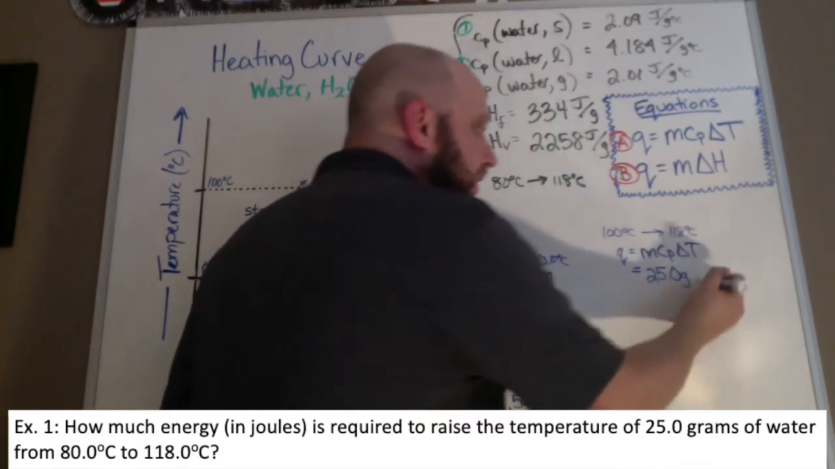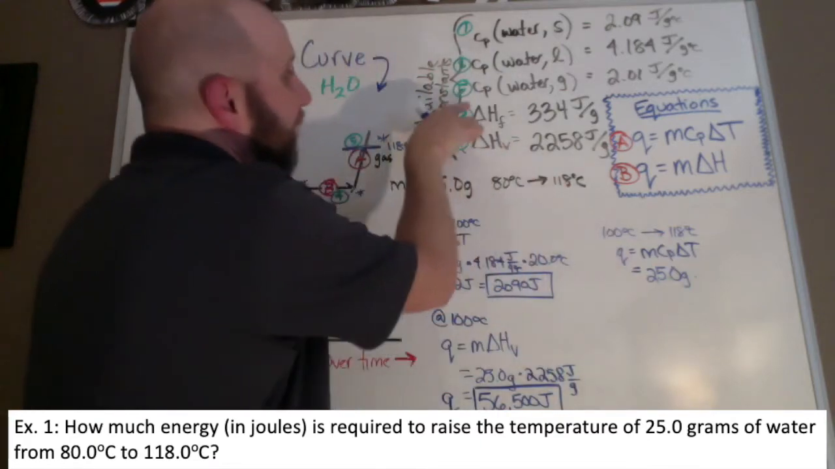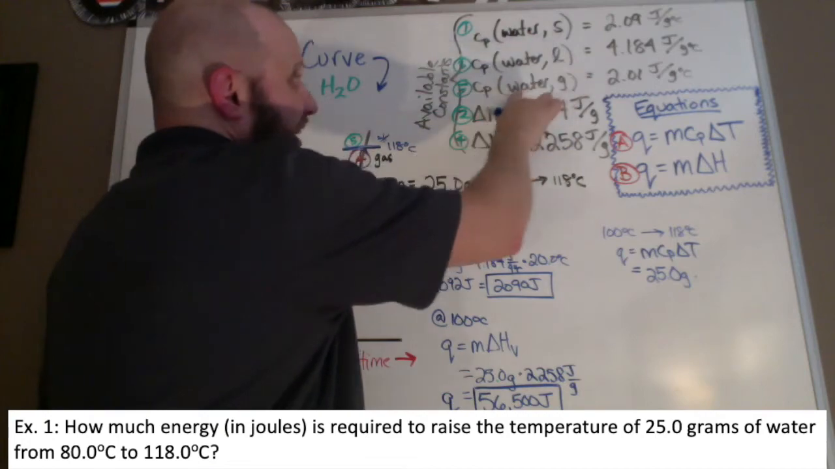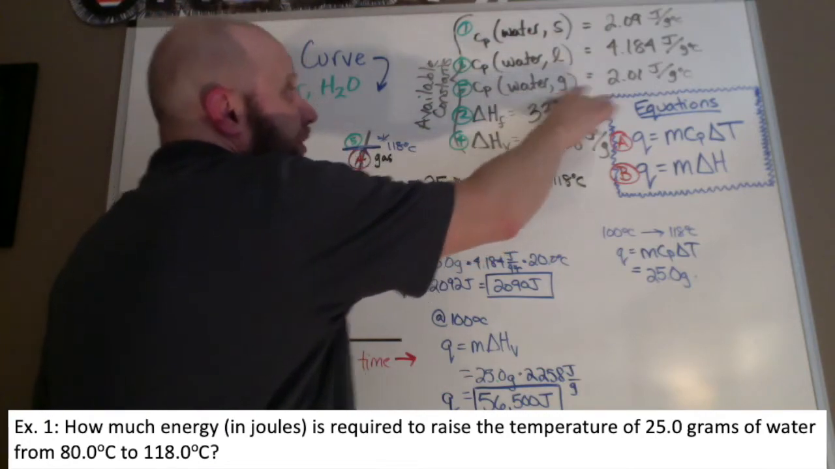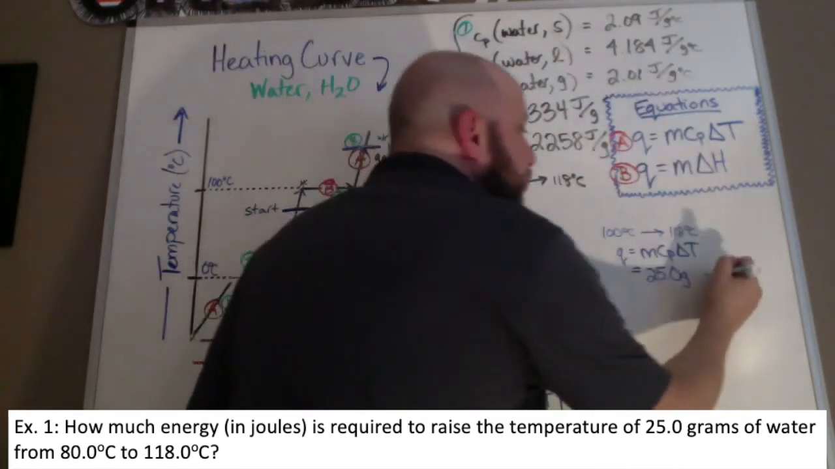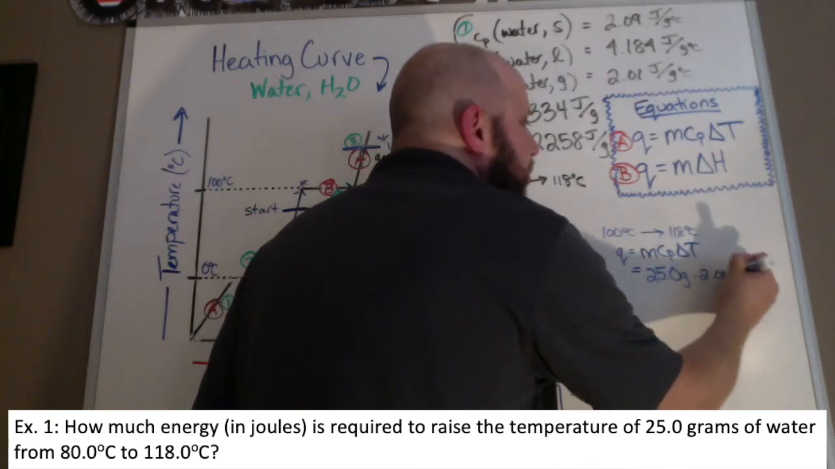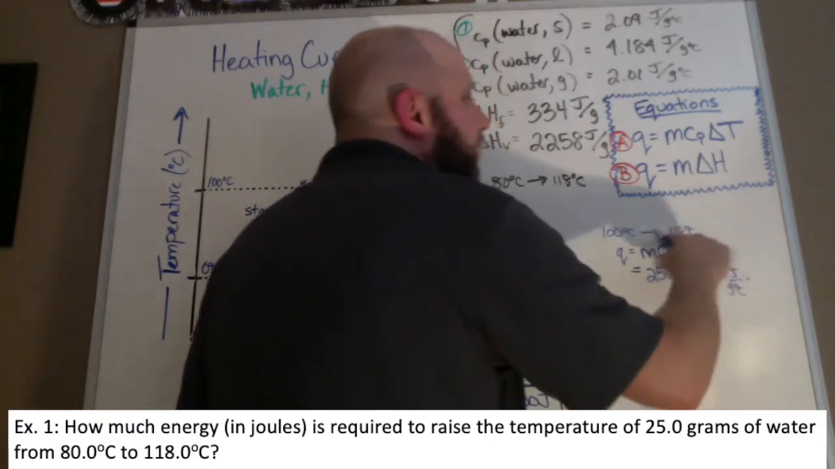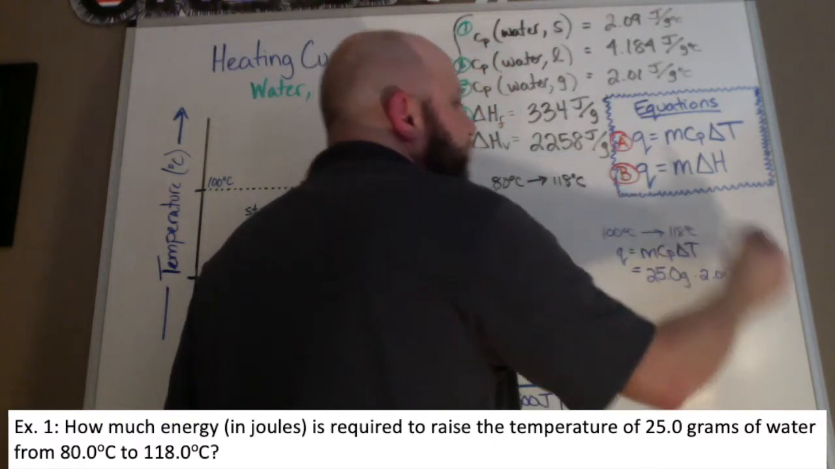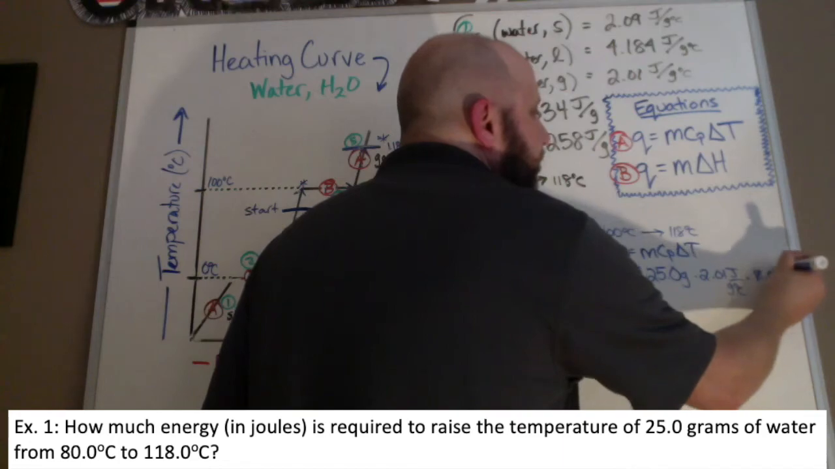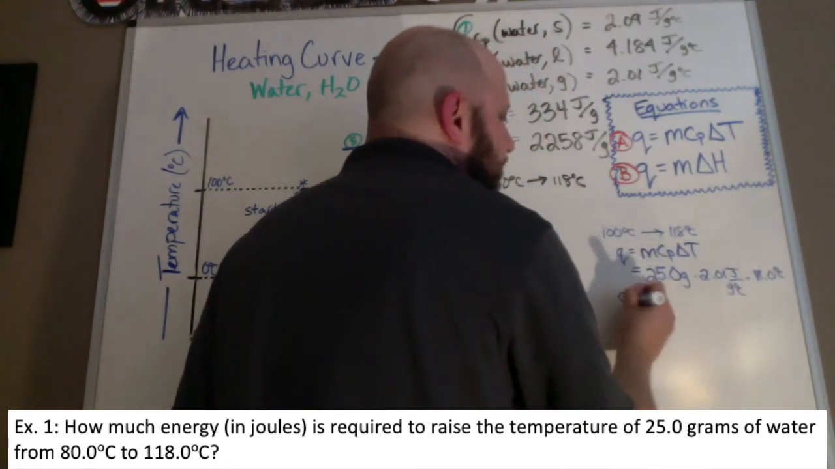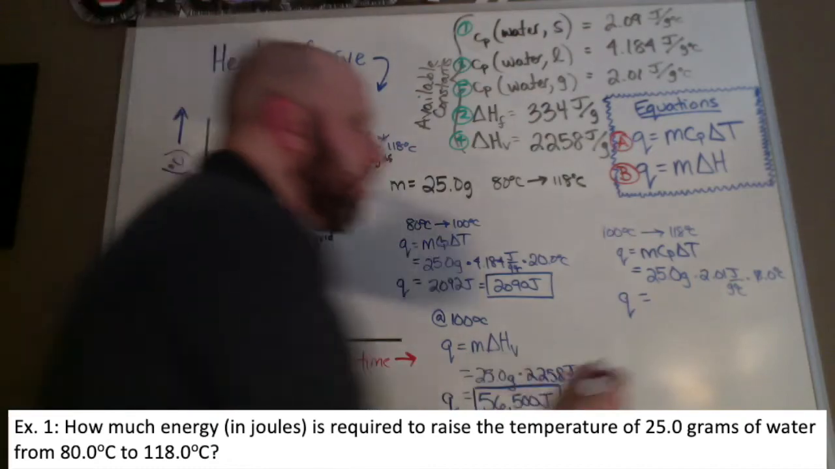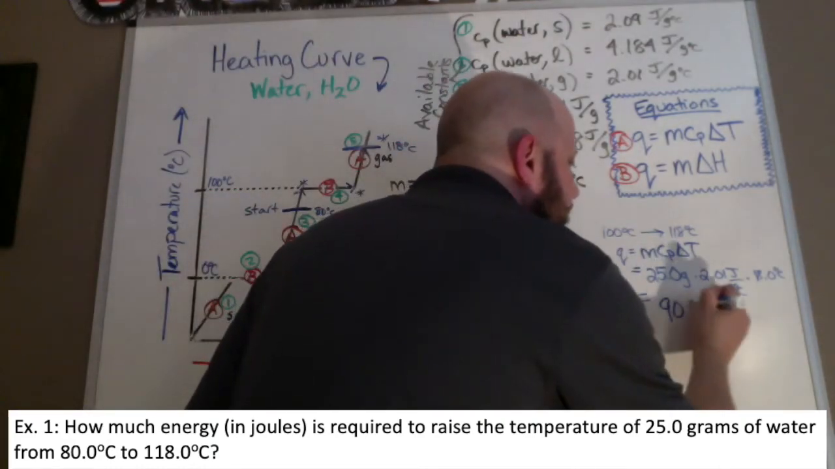25.0 grams. This time my Cp value is going to be different. Last time I used it for water as a liquid. Now I'm going to use it for water as a gas. So I'm going to use this constant, 2.01 joules per gram degrees Celsius. And now the last part is my change in temperature is 18.0 degrees Celsius. I multiply that out. I get an answer of 905 joules.